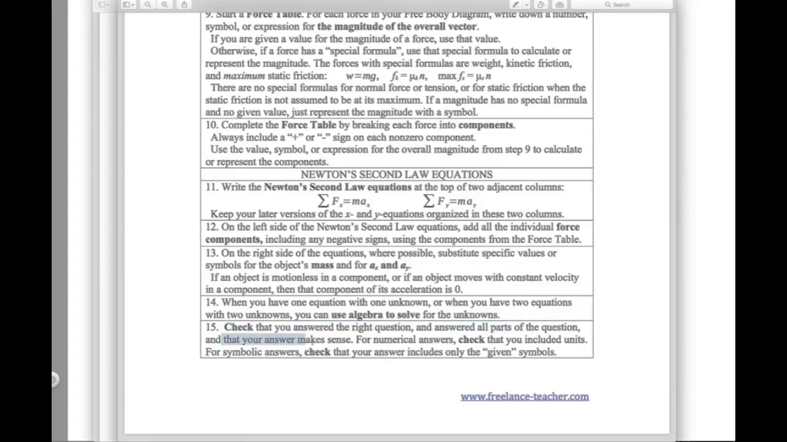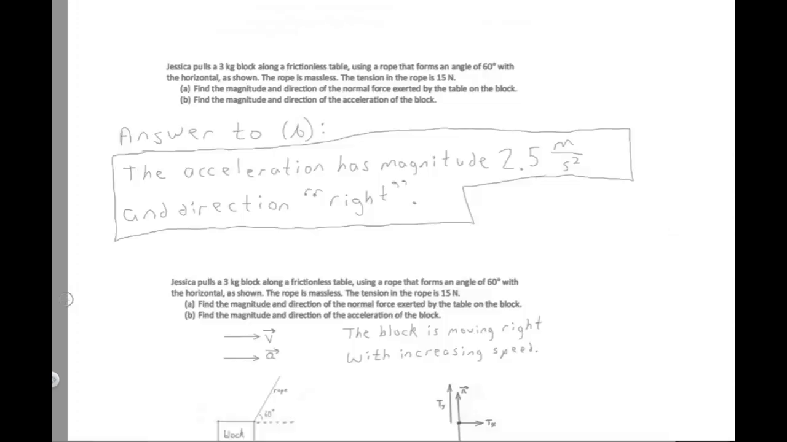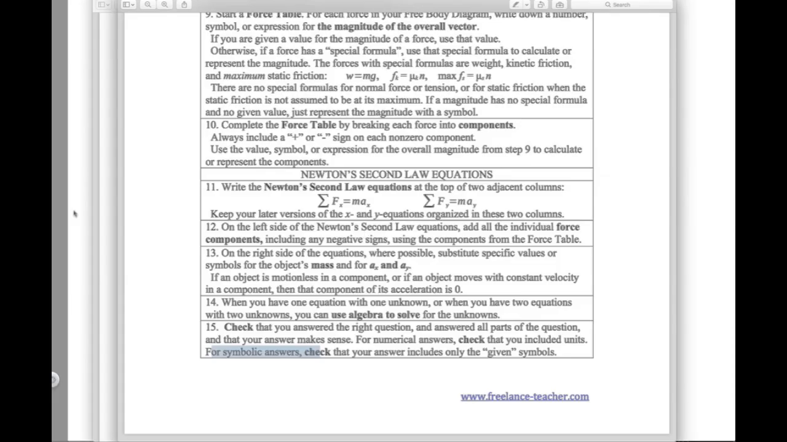We've checked that our answer makes sense. Make sure that your answer includes units. Again, this check is not relevant because this check is for symbolic answers, and our answer on this problem was numeric.